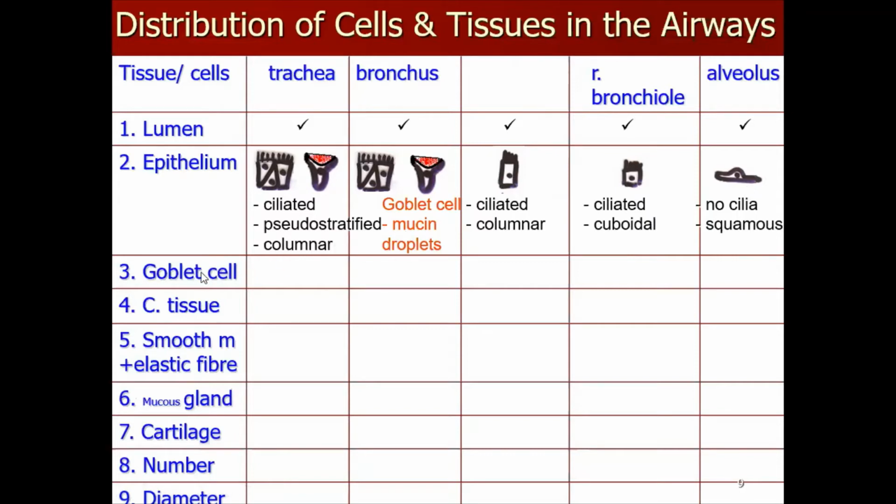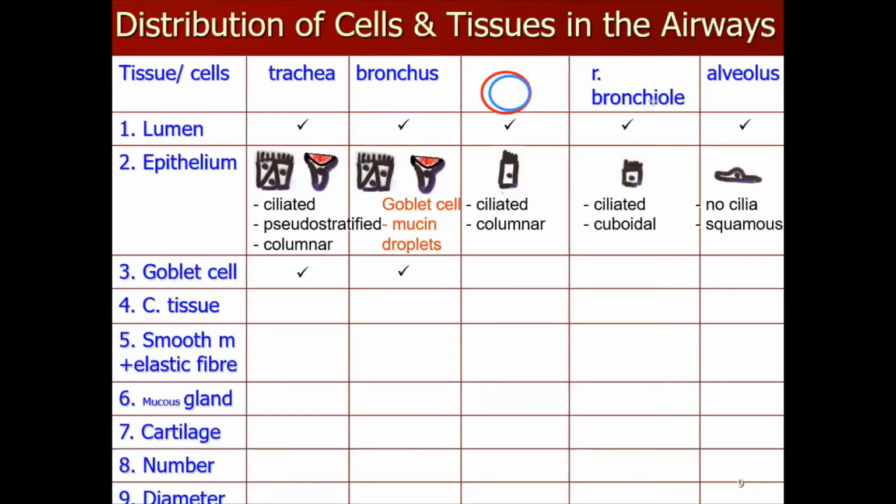Now, goblet cell. Where can you find goblet cell? Only in the trachea and bronchus. Why? Because the trachea and bronchus are very big, so when you secrete the mucus, it will not block the airway. The lumen is very big. So when the lumen is very big, like this, the mucus secreted will be lining the surface of the wall of the lumen, only here. Can you see? That means one layer attaching to the wall.